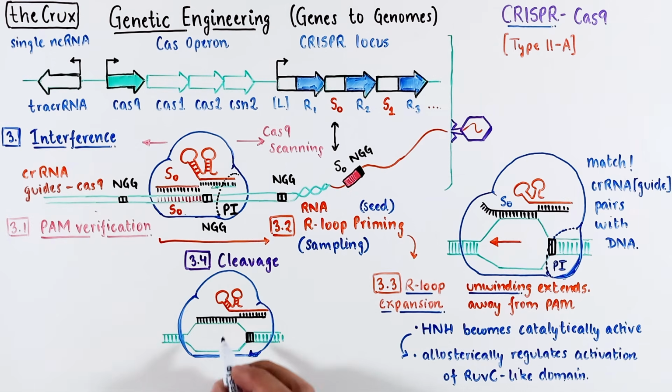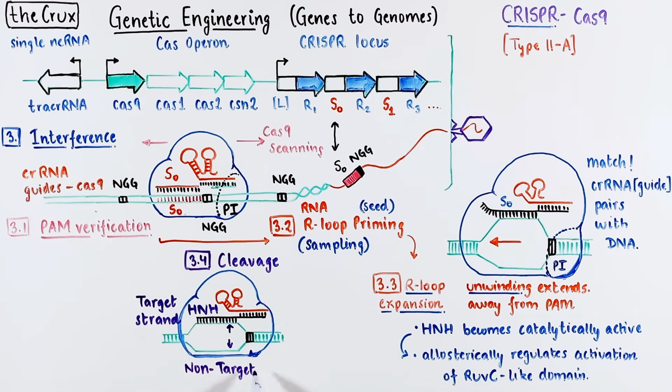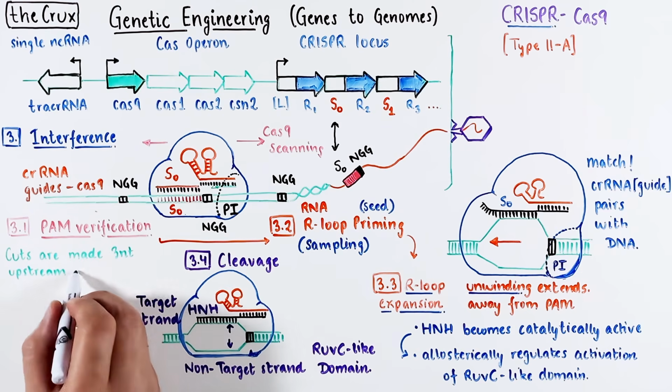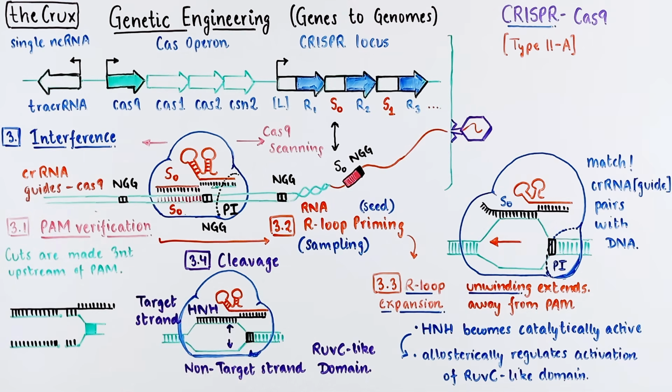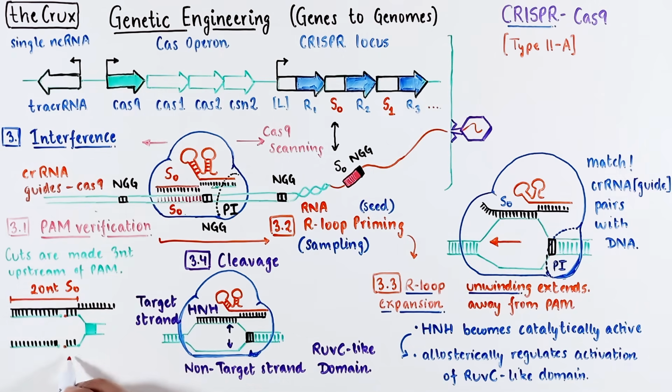The target DNA strand, which is complementary to the guiding CRISPR-RNA, is cut by the HNH domain, and the other strand is cut by the RuvC nuclease domain. More specifically, the cut is made 3 nucleotides upstream of the NGG, and the cut is made only in the DNA strands, not in the 20 nucleotide spacer corresponding part of the CRISPR-RNA. Since it is 3 nucleotides from PAM on each DNA strand, this is a blunt, double-stranded break.